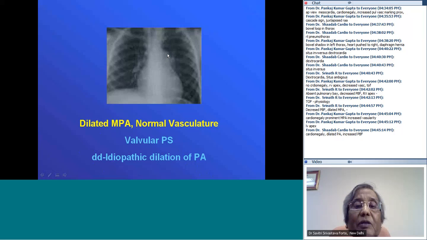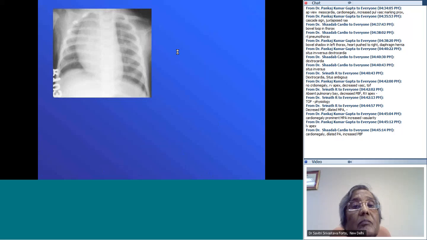But sometimes idiopathic dilatation of the pulmonary artery can give such a picture, where there is normal vasculature and the main pulmonary artery segment is prominent. So this is the differential diagnosis: valvular pulmonic stenosis or idiopathic dilatation of the pulmonary artery. This is also a very typical X-ray, and I hope you all can diagnose it.